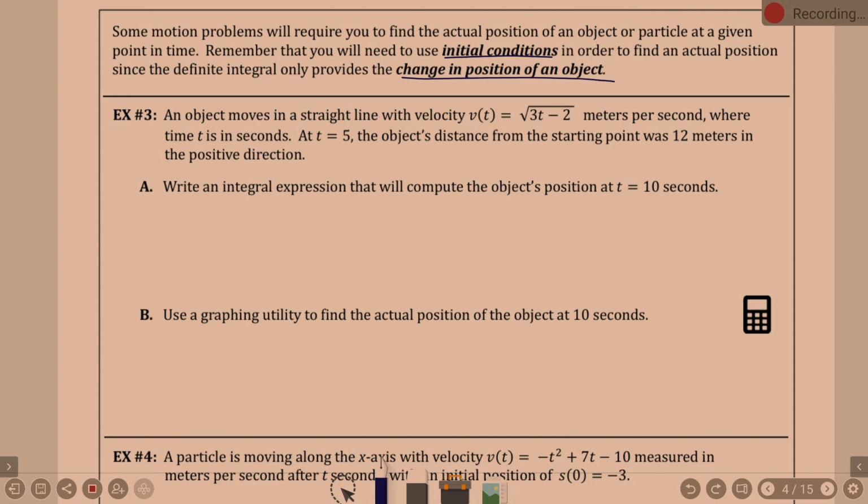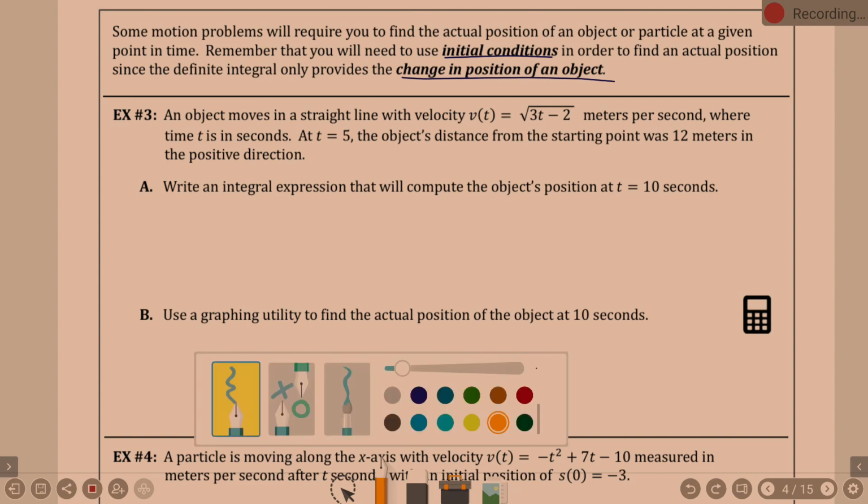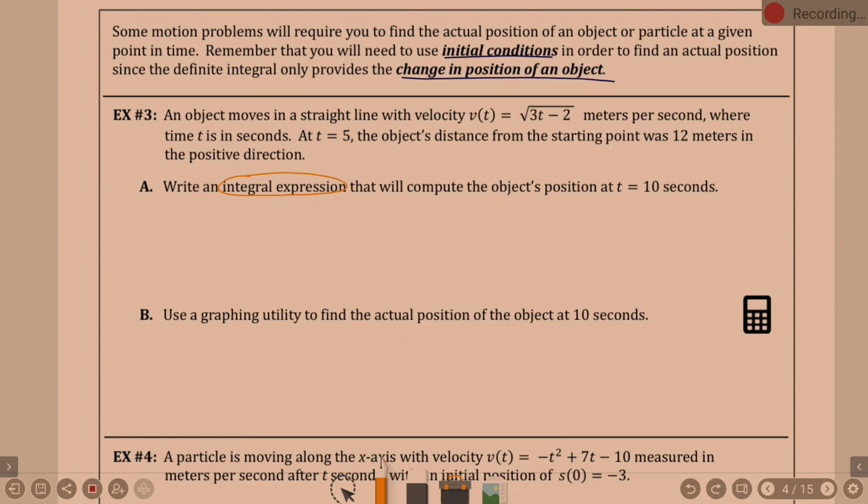Now, as we look at 3, an object moves in a straight line with a given velocity of square root of 3t minus 2 meters per second, where time t is in seconds. Always pay attention to your labels there. At t equals 5, the object's distance from the starting point was 12 meters in the positive direction. So our first job here is to write an integral expression. Not solve it, not doing anything fancy. Write an integral expression that will compute the object's position at t equals 10.